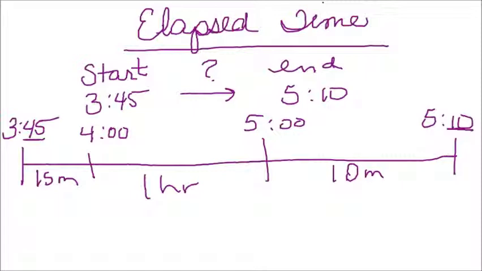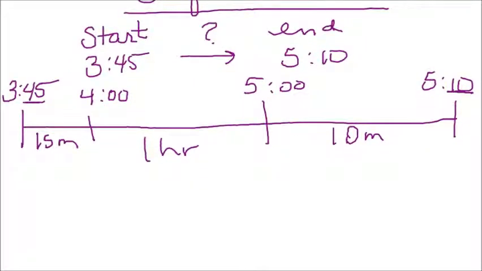So now all I have to do is add up my hours, and there's only one, so there's 1 hour. And then I add up my minutes. 15 minutes plus 10 minutes equals 25 minutes. So from 3:45 to 5:10 is 1 hour and 25 minutes.